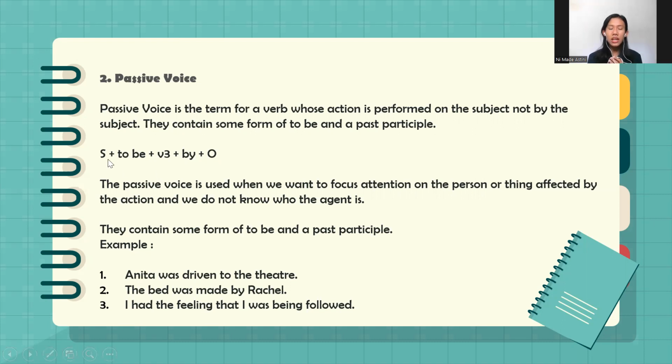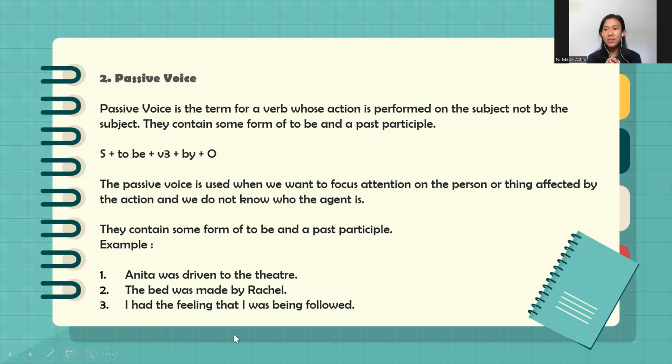Let's have a look at the pattern here. It is subject, to be, and then verb 3, and then by, and then object. When do we need to use passive voice? The passive voice is used when we want to focus attention on the person or things affected by the action, and we do not know who the agent is, so we use passive voice. The passive voice contains some to be and past participle.